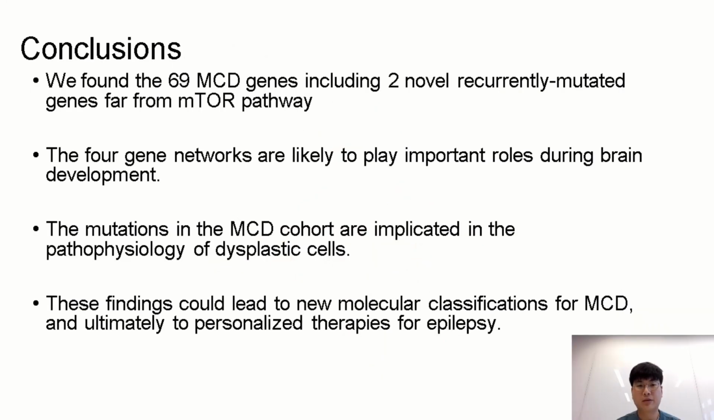In conclusion, we found 69 MCD genes, including 2 novel recurrently mutated genes, far from the mTOR pathway. The 4 gene networks are likely to play important roles during brain development. The mutations in the MCD cohort are implicated in the pathophysiology of dysplasia cells, and these findings could lead to new molecular classification for MCD and ultimately to personalized therapies for epilepsy.